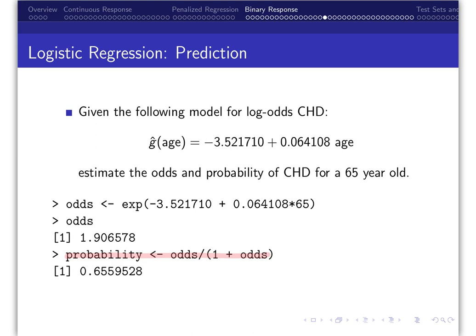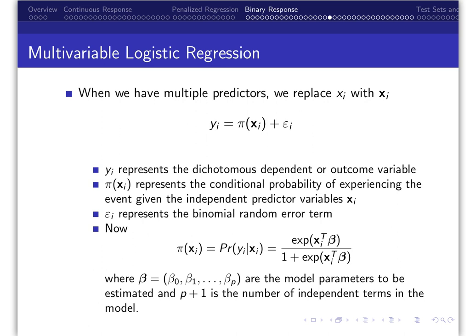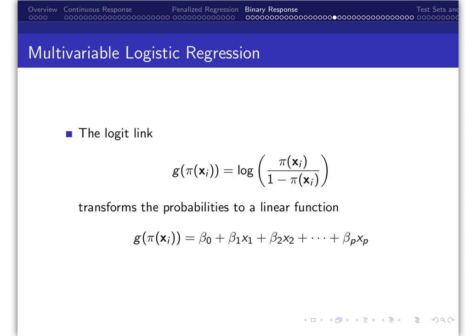Rather than including only a single predictor, we may want to include multiple predictors in our model. In that case, the scalar x is replaced by the vector x for each subject. All components in the model represent the same quantities, except we now have p predictors, so there are p plus 1 coefficients, a coefficient for each predictor plus the intercept. Again, the logit link transforms the probabilities to the linear scale. We still form the likelihood and maximize the log likelihood to estimate the model coefficients.